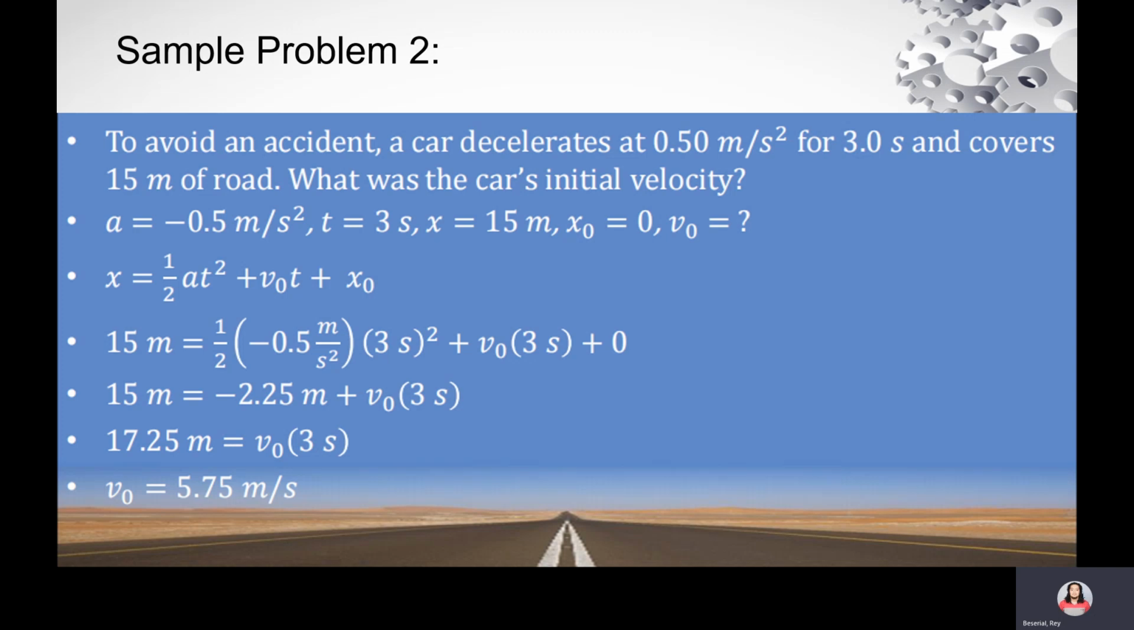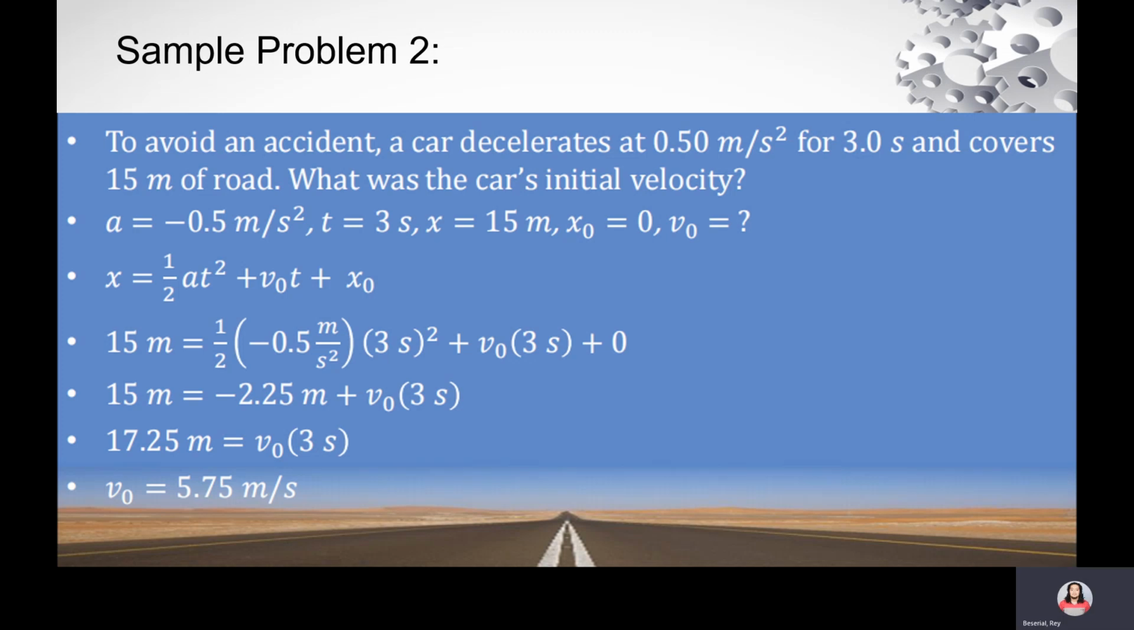So first, ipang-write down natin ang ating mga data. So meron tayong acceleration na negative 0.5 meter per second squared. Bakit siya negative? Dahil sa word na decelerates. So, negative ang ating value para sa acceleration. And then yung time natin given na 3.0 second.